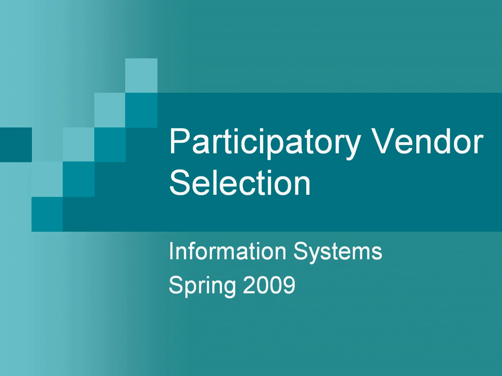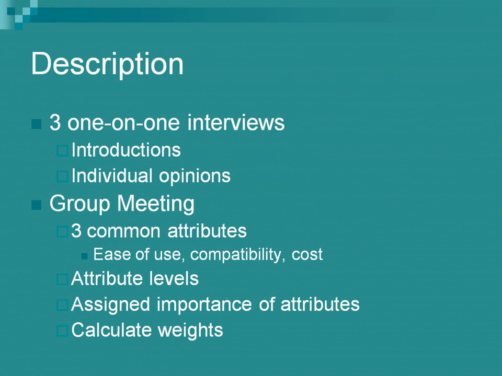This is a presentation on the process of participatory vendor selection. This process is used to help determine which particular IT system is preferable for a healthcare organization to use, based on how they weigh their preferences against one another. There are several steps in the vendor selection process.